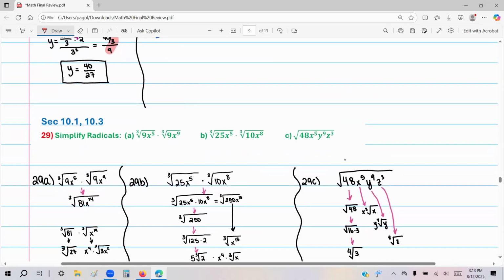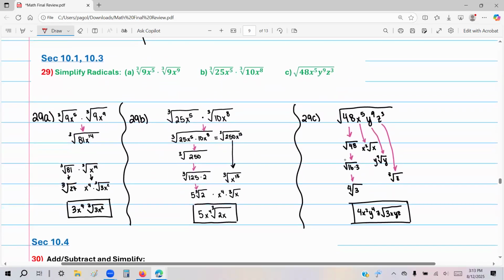Then we are going to chapter 10. We have multiplication, addition, subtraction, division of radicals, and solving radical equations. In multiplication, you multiply the numbers with the numbers, variables with the variables. When you multiply 9 and 9, you get 81. And x to the 5 times x to the 9, you add the powers.